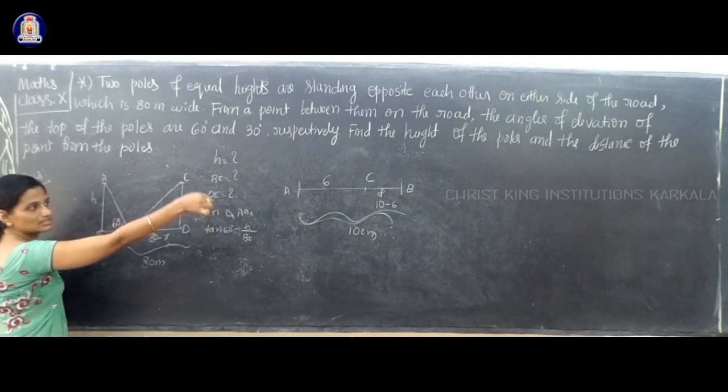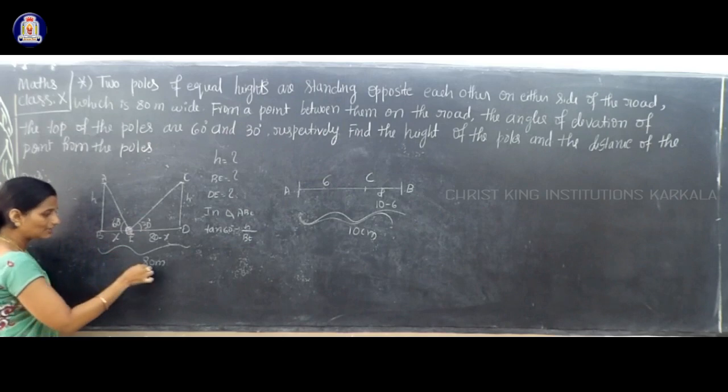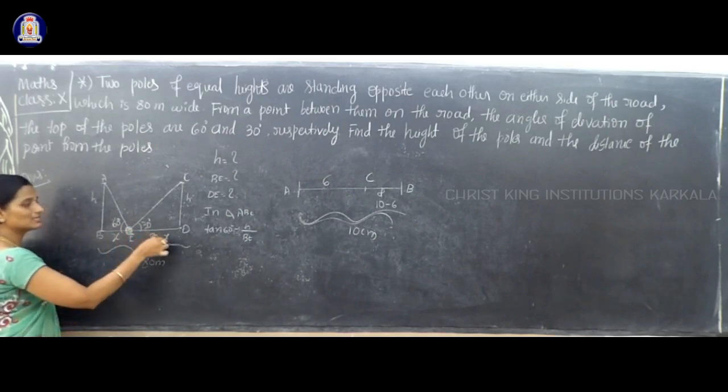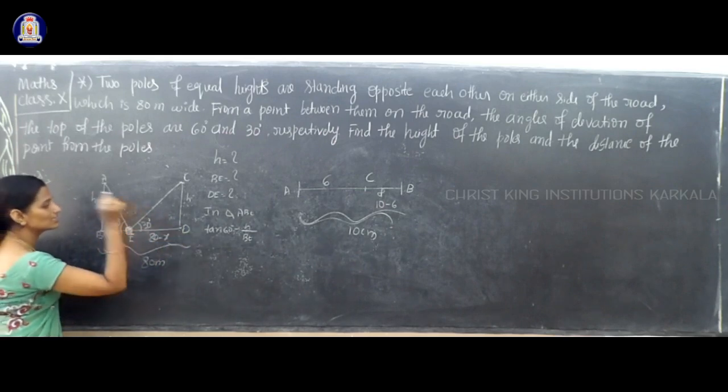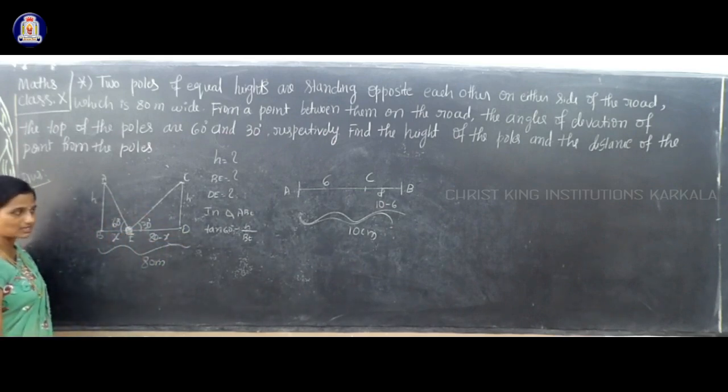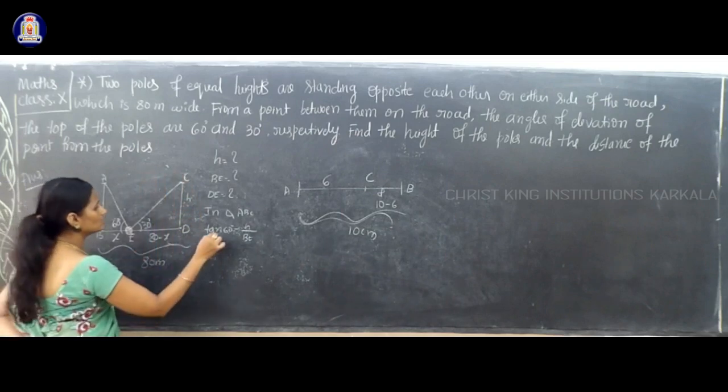10 minus 6, the remaining is 4. Similarly, 80 minus X is the remaining part. So this distance is X and this distance is 80 minus X. Clear? So now substitution and simplification.